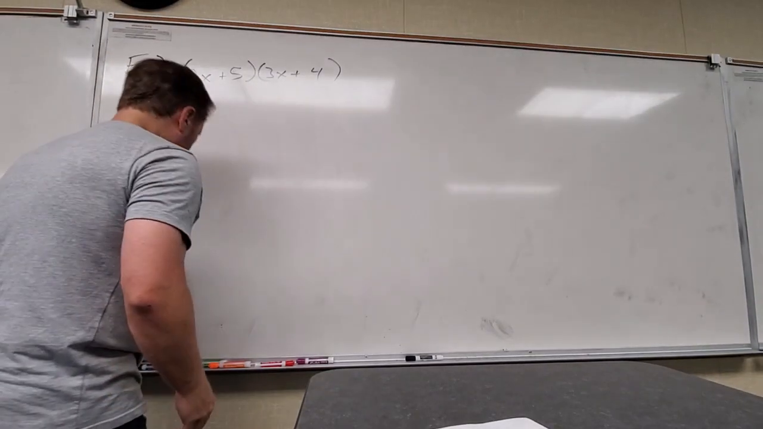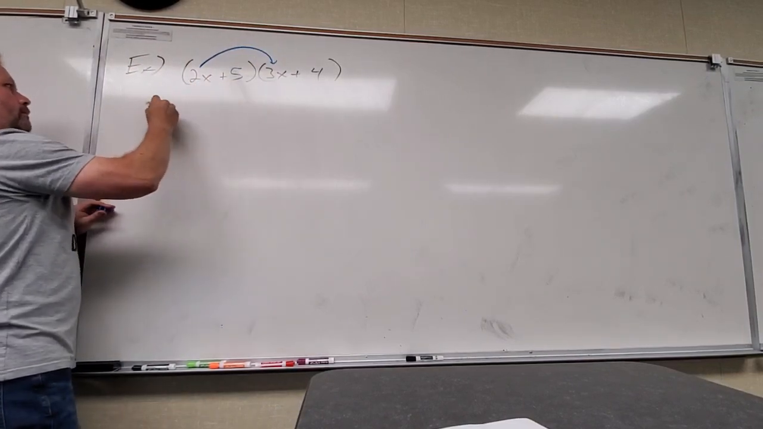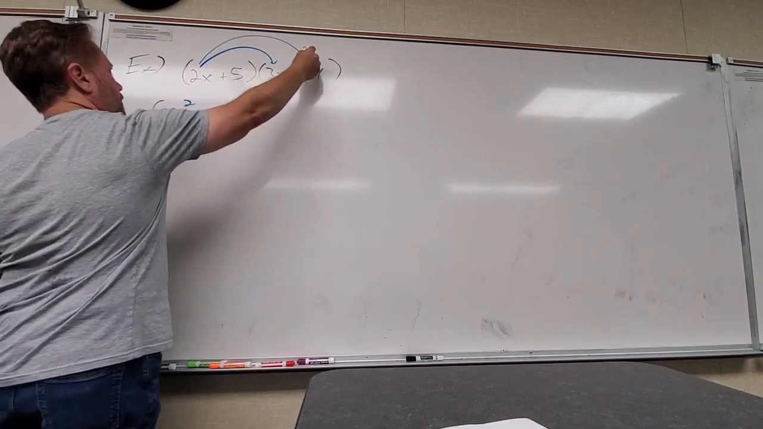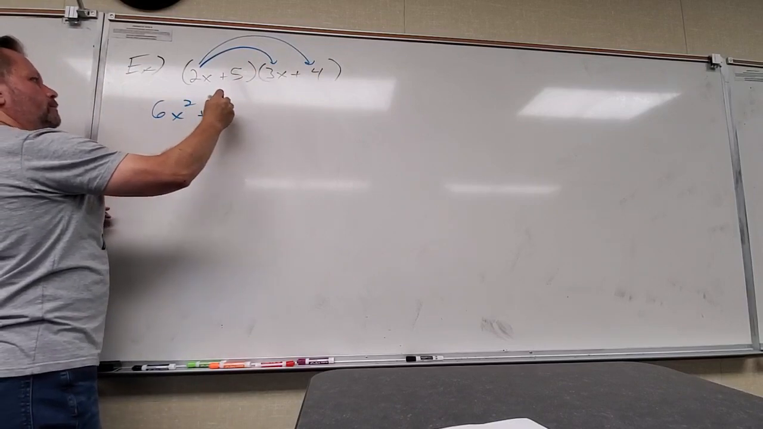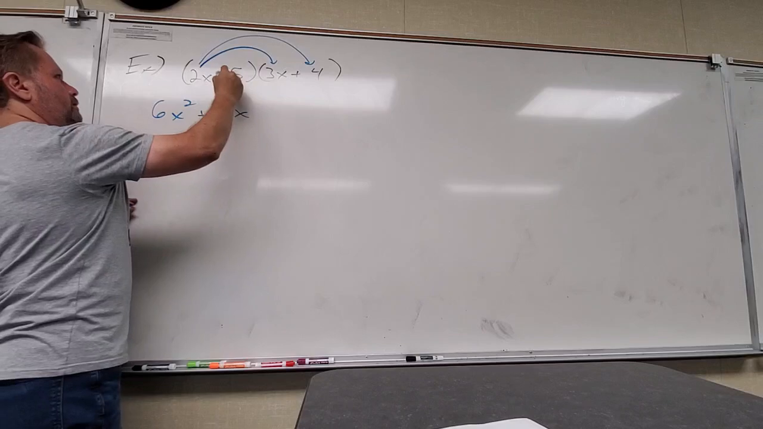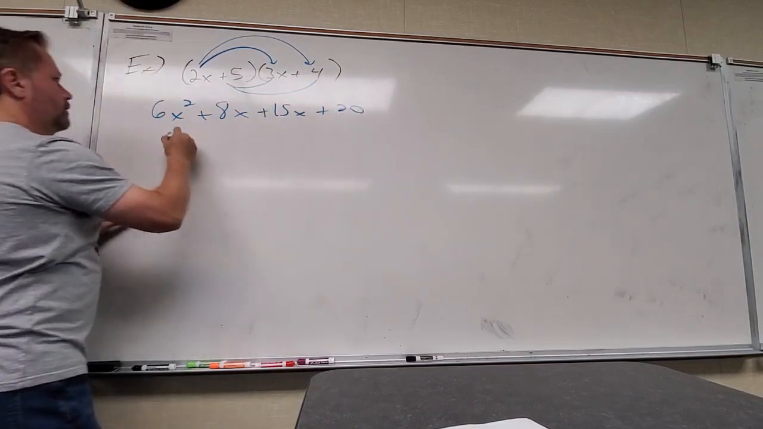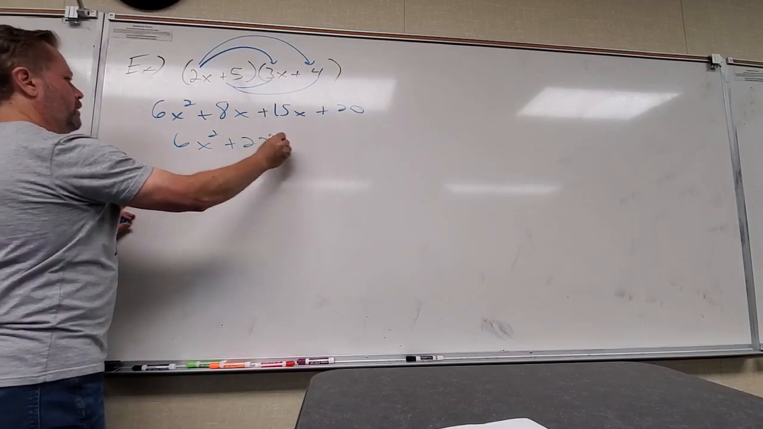All right, guys, so help me out. What does this become? 6x squared. Do you want them separated or together? 8x. And then 15x. And then 20. So then you get 6x squared plus 23x plus 20.